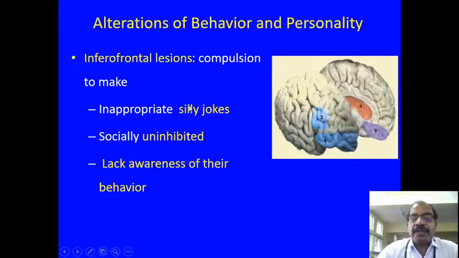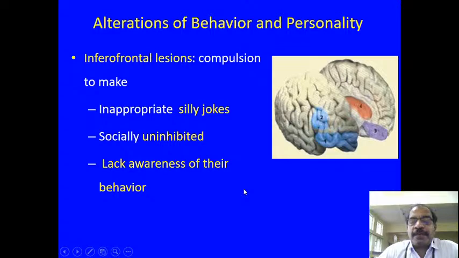So the person may crack some silly jokes, or the social behavior may be uninhibited. Suppose you want to go to pass urine, you have to take permission, or you have to tell somebody that you want to go, or if you want to shake hands with somebody, if you want to touch somebody, that requires a lot of social inhibition. So touching somebody inappropriately or touching an unrelated person, this type of uninhibited behavior may be there because of involvement of the inferior part of the frontal lobe.